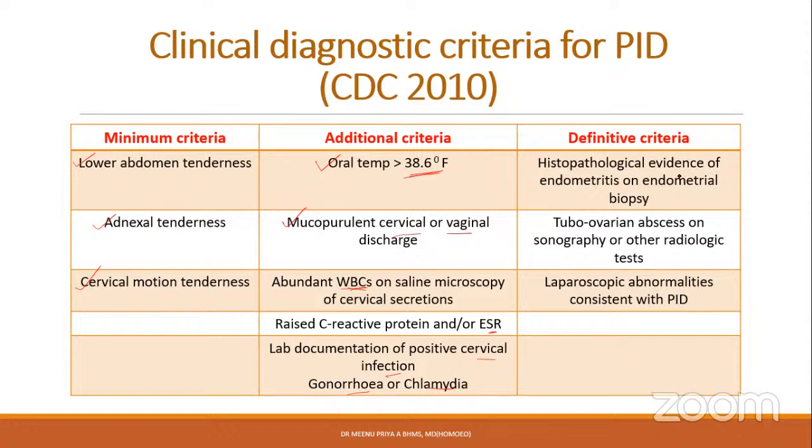And then definitive criteria. This is more important. Definitive criteria means if this is there, it is diagnostic of PID. So histopathological evidence of endometritis on endometrial biopsy, tubo-ovarian mass or abscess on sonography or other radiological tests, and laparoscopic abnormalities consistent with PID. So we will see how PID will present in laparoscopy, the abnormalities. So this is the criteria for clinical diagnosis of PID.